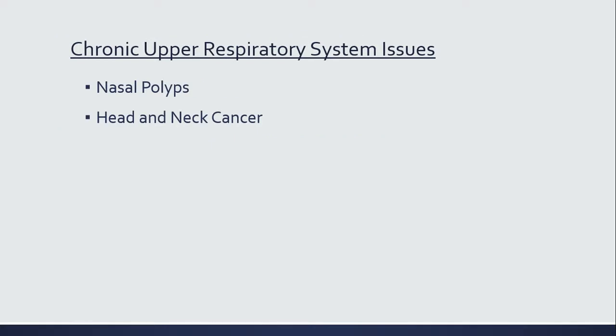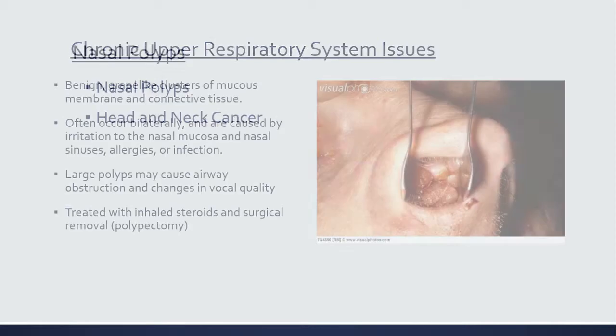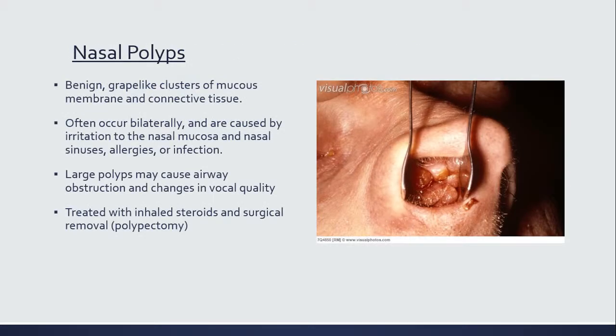All right, some of our chronic upper respiratory system issues. We've got nasal polyps. Nasal polyps are benign grape-like clusters of the mucous membranes and connective tissues. They often occur bilaterally and are caused by irritation of the nasal mucosa, nasal sinuses, allergies, or infection. Large polyps may cause airway obstruction and changes in voice quality. They're going to be treated with inhaled steroids and surgical removal, a polypectomy. So there's your grape-like clusters of nasal polyps.